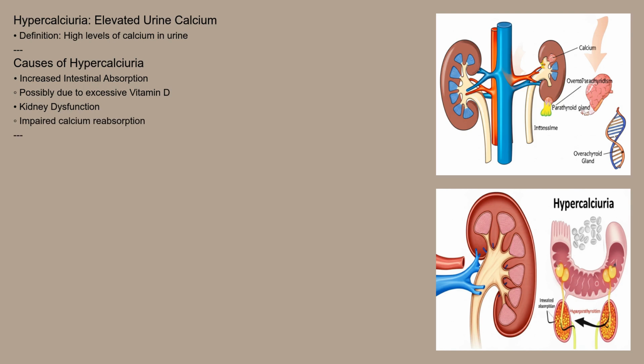Additionally, certain medications like diuretics and conditions like hyperparathyroidism, where the parathyroid glands produce too much parathyroid hormone, can disrupt calcium balance and contribute to hypercalciuria. In rare cases, genetic predisposition can also play a role.